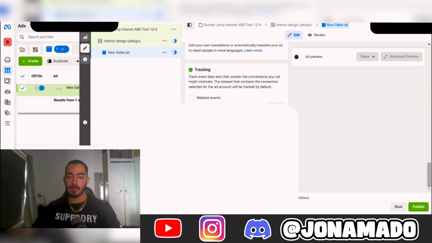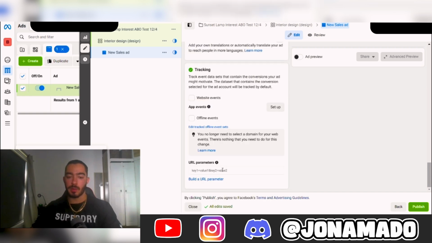Okay, offline events, yep. And then URL parameters. So this is actually called the UTMs. So Facebook only tracks about 60% of your sales. So in order to track 90 to 100%, you have to use something called UTMs.